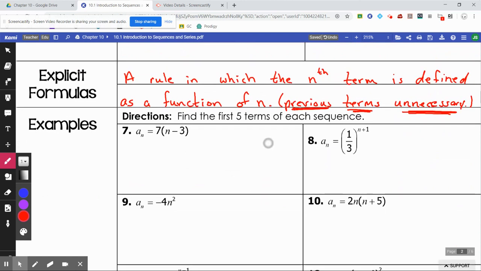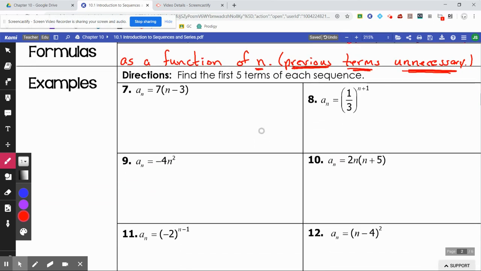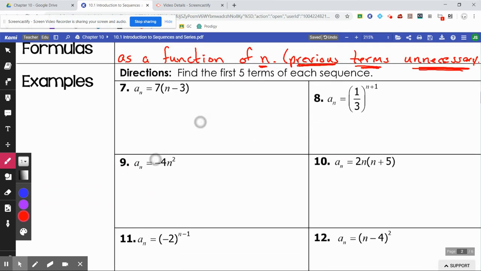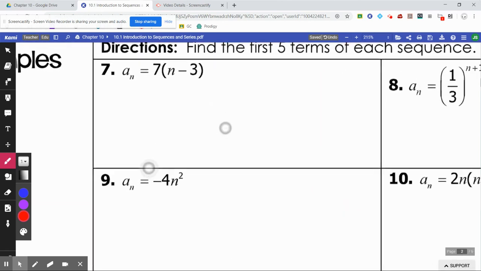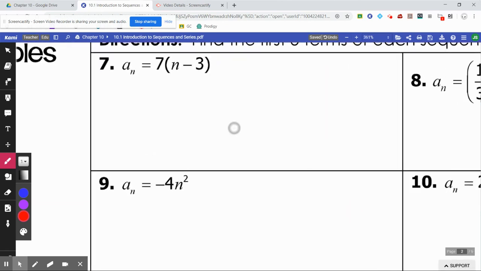Well, explicit formulas work differently. If I need to find the 100th term, this thing is defined as a function of n where n is the term number. So if I need to find the 100th term, no problem. And I'll show you why. Number 7 says to find the first 5 terms in the sequence. And notice we don't even have a sub 1 given. We can find a sub 1. How do we find a sub 1?